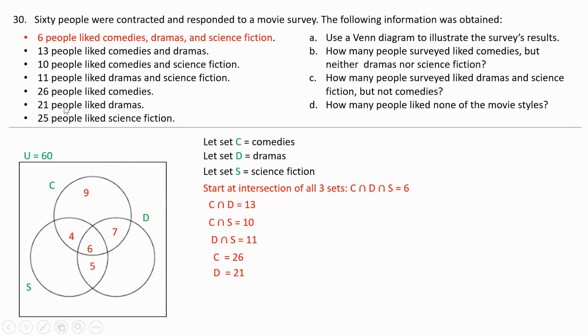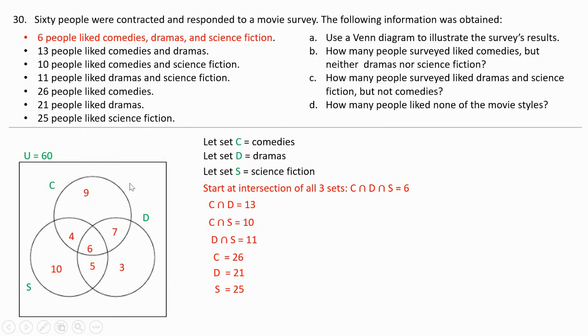Then they're saying that 21 people like dramas. So dramas will be here, D. We have 5 and 6 is 11, plus 7 is 18. So this should be 3, because 21 minus 18 is 3. And then 25 people like science fiction. We have 4, 6, and 5, that's 15, so we're missing 10. So that was a 10 there.